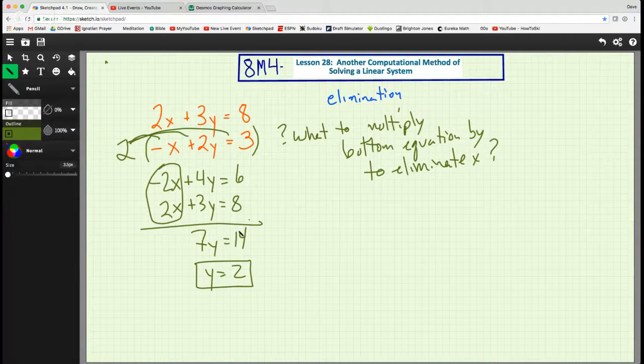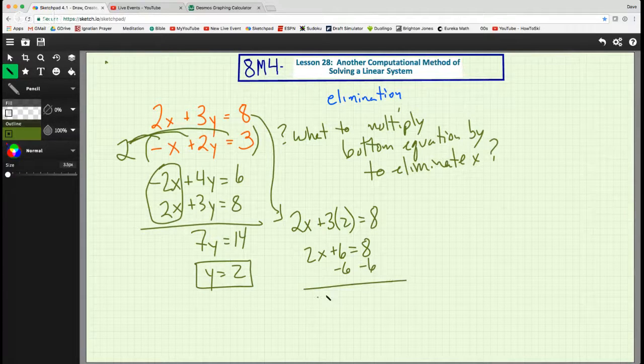Are we done? No. We need to substitute our y into our top equation. So 2x plus 3 times 2 equals 8. 2x plus 6 equals 8. Minus 6, minus 6. 2x equals 2. And then x equals 1. So our answer is 1 comma 2.